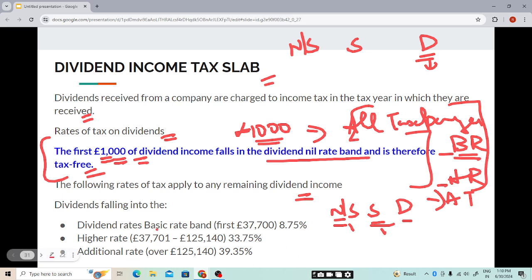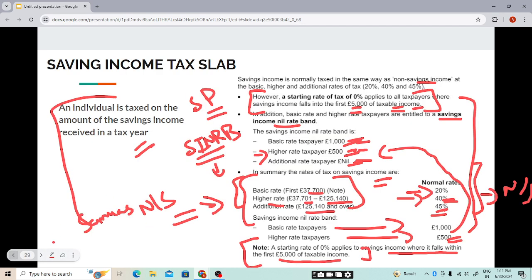If the dividend falls within the basic rate band, then it will be taxed at 8.75%. Higher rate will be taxed at 33.75%. Additional rate will fall at 39.35%. This will be provided in this sheet. This, and for the saving income, this will be provided, and this will also be provided in the tax sheet of your exam.